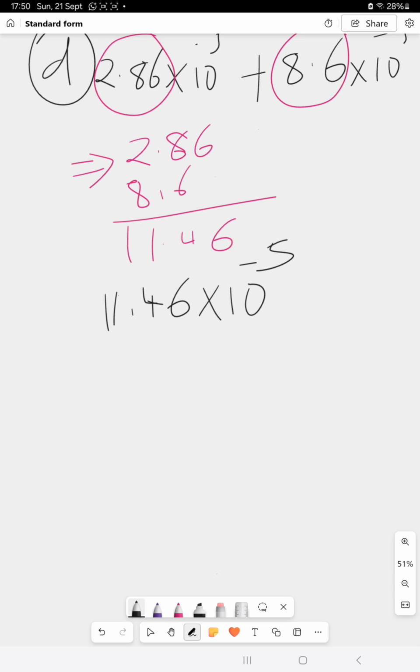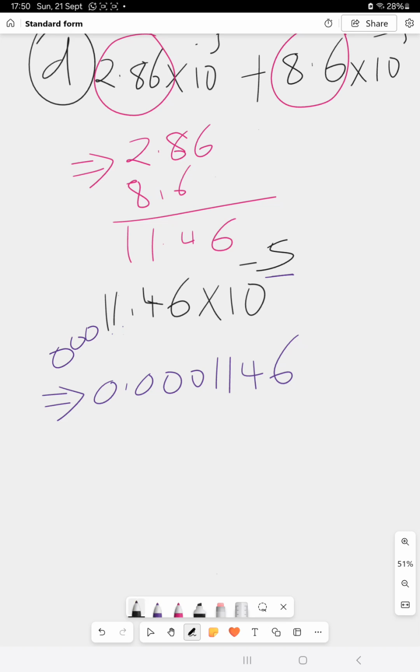Let's write this number in full. That means we are moving backwards 5 times from here. From this point here, this is the 1, 2, 3, 4, 5. And therefore this number will be 0.0001146.